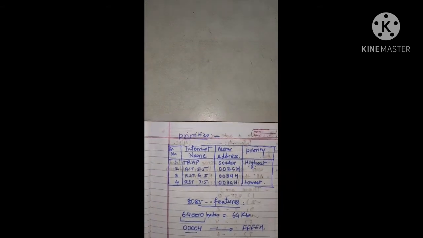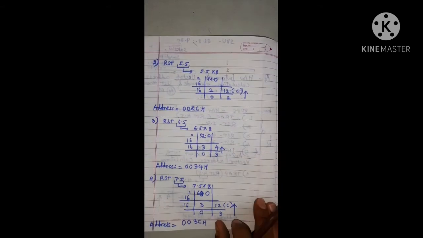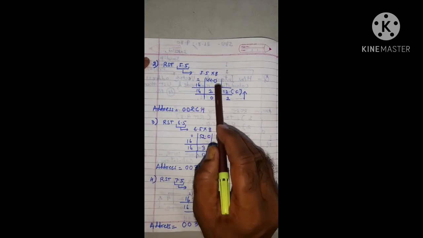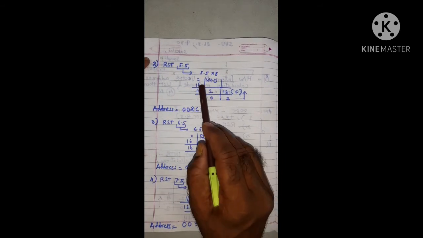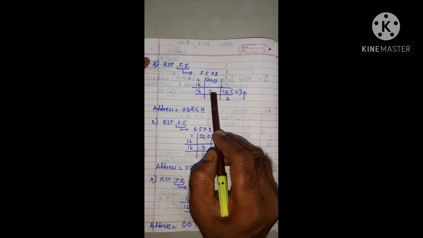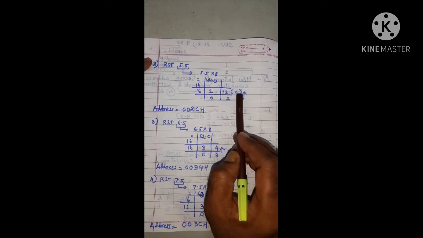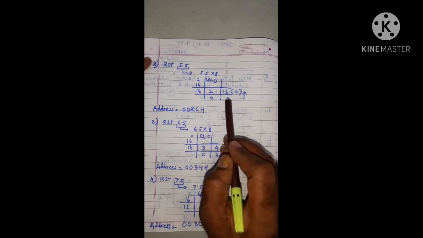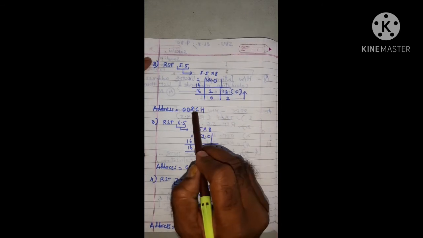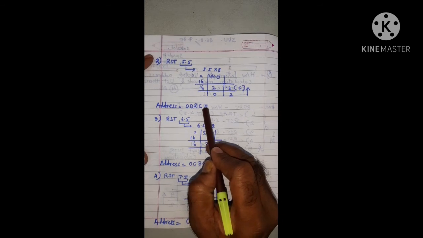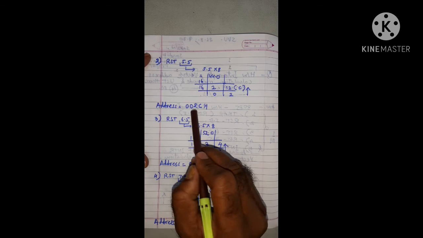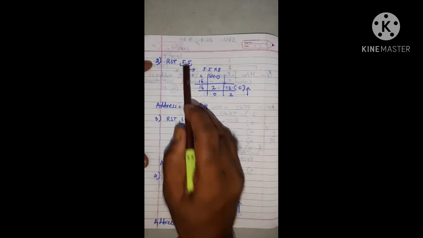Now next, RST 5.5 is multiplied by 8. It comes to 44 in decimal, divided by 16. 16 twos are 32, remainder is 12, that means in hexadecimal it is C. Again divided by 16, quotient is 0, remainder is 2. So this 2C is written with H for hexadecimal, and 2 more zeros are attached at the left. So this is the vector address for RST 5.5.